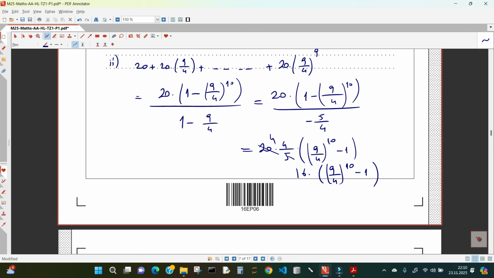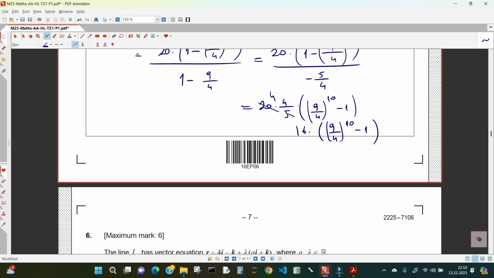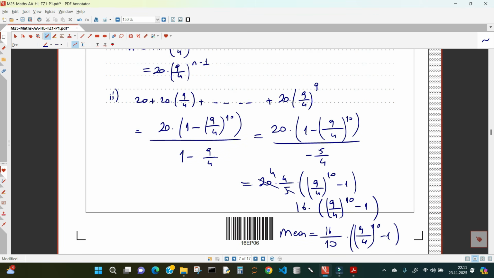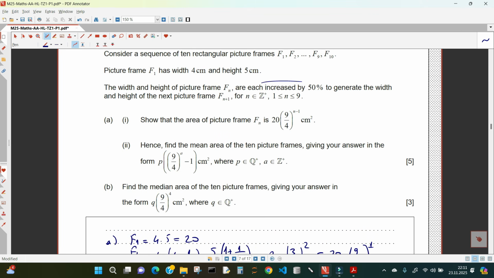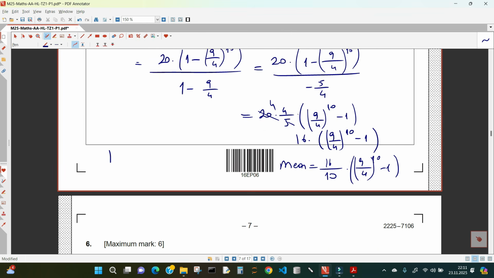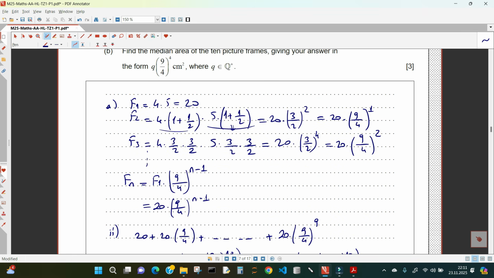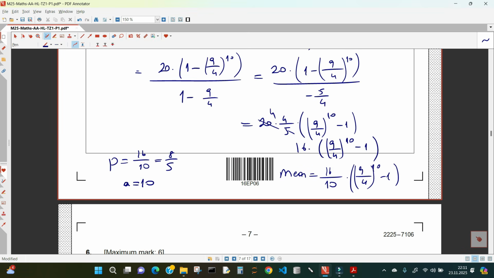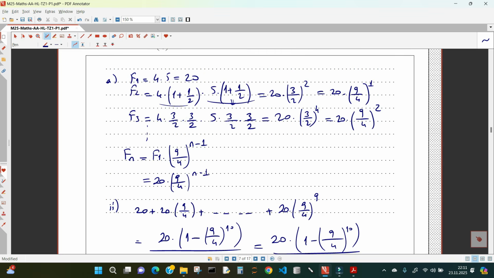And I am looking for the mean of these 10 frames. In this case, mean equals 16 over 10 times 9 over 4 to the power of 10 minus 1. So in this case, the number P is 16 over 10 or 8 over 5. And the number A is 10, right? This one, yeah.